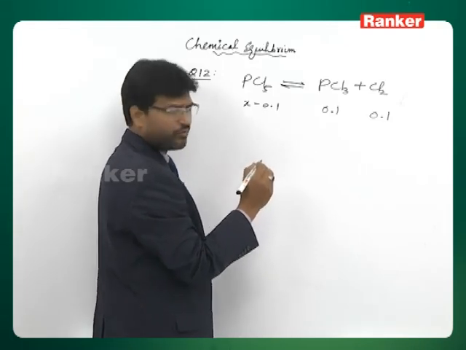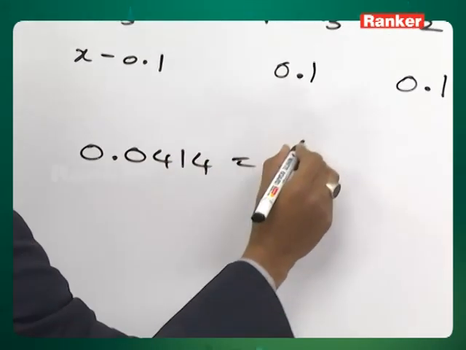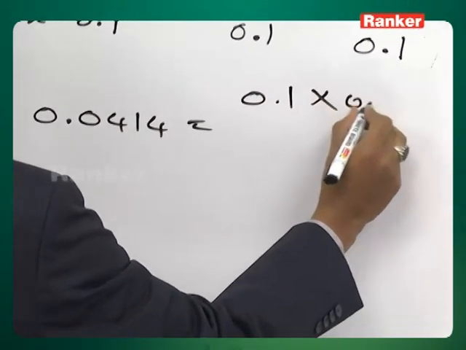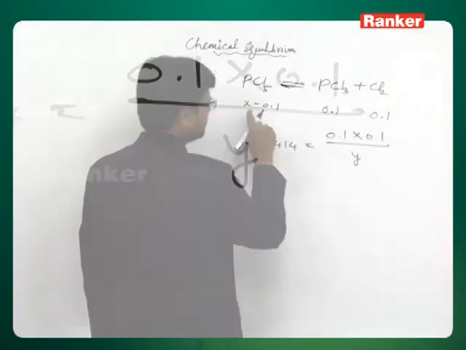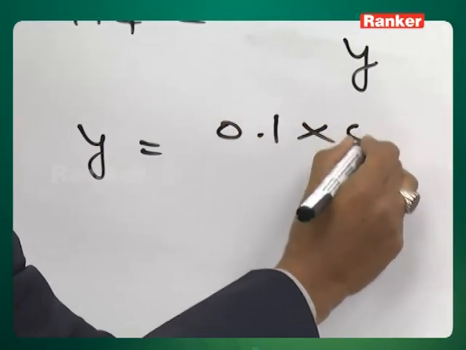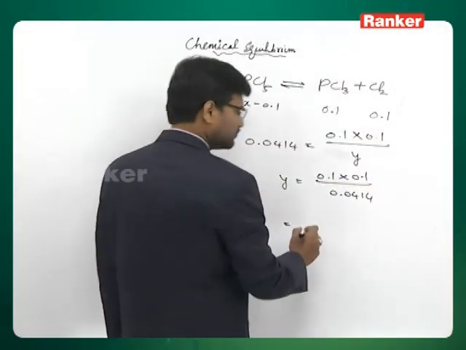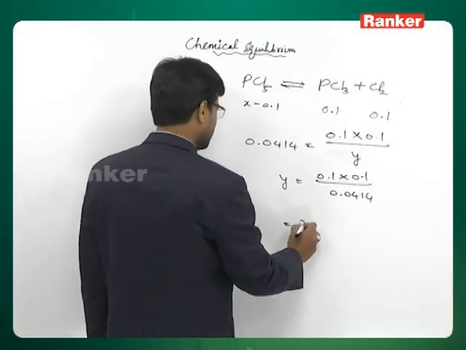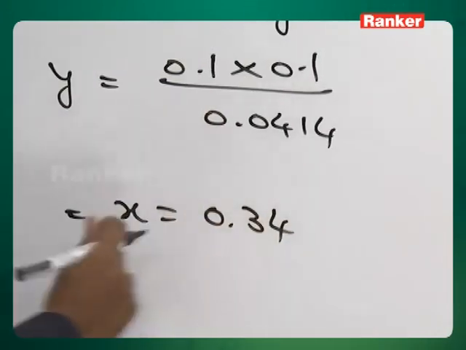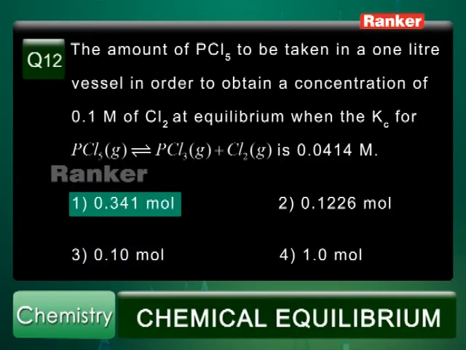Kc value is given as 0.0414. So, 0.0414 is equal to 0.1 into 0.1 by some y, where y is equal to x minus 0.1. So, y equals 0.1 into 0.1 by 0.0414. So, this comes to 0.24. So, x equals 0.34, this value you get. Y is equal to 0.24, y is nothing but x minus 0.1. So, x equals 0.34. The answer is the first option.